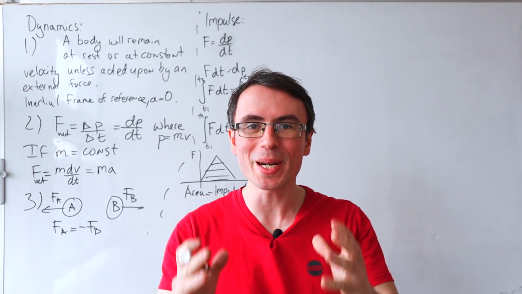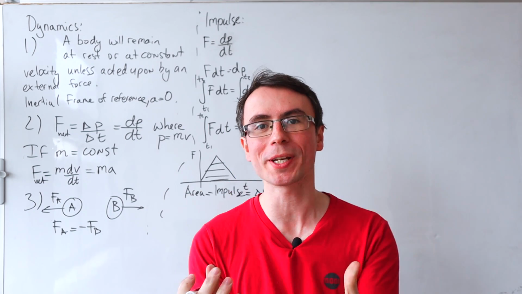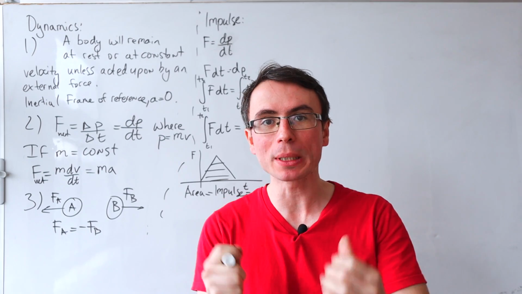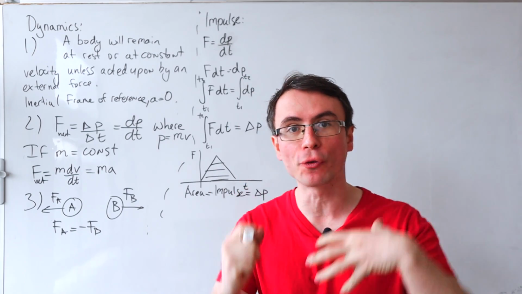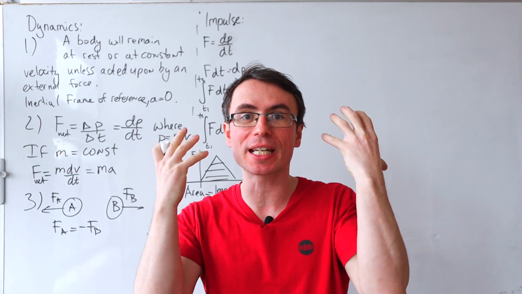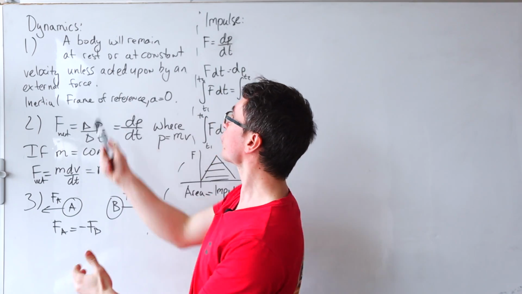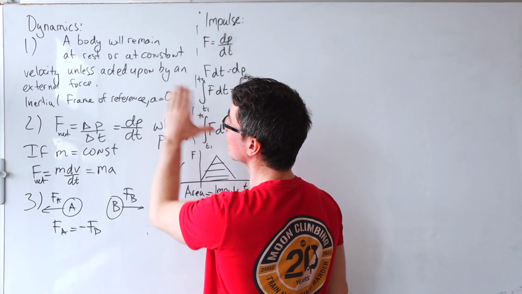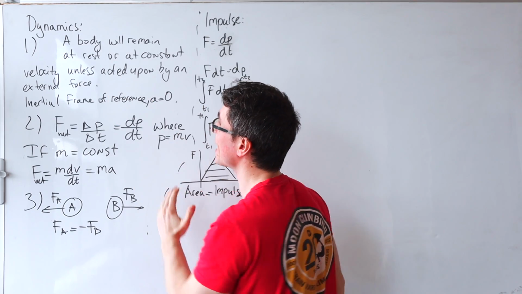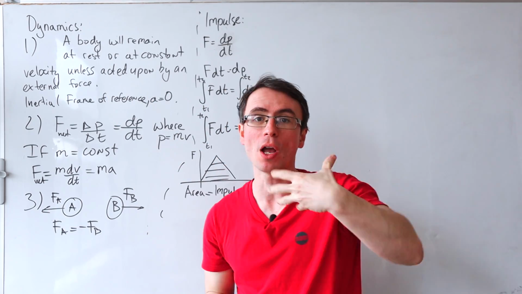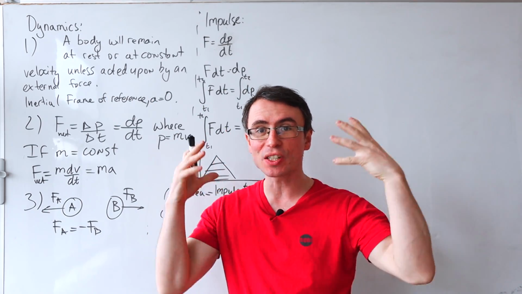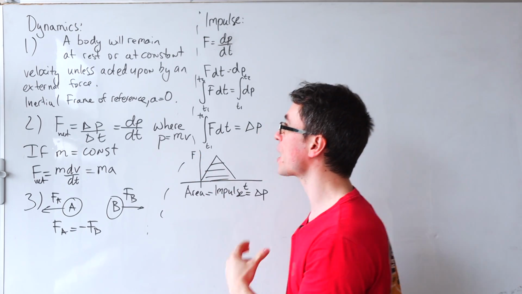So far we have merely been describing how points in a system actually move. Now let's look at why they move, and that will be using the concept of forces. Newton's first law: a body will remain at rest or at constant velocity unless acted upon by an external force. This is Newton's first famous law.